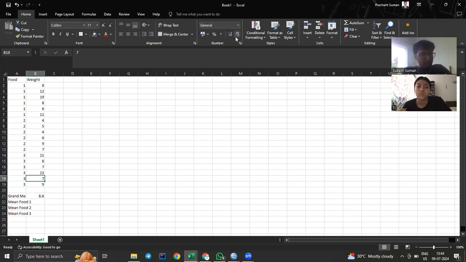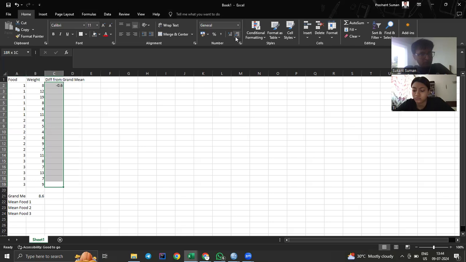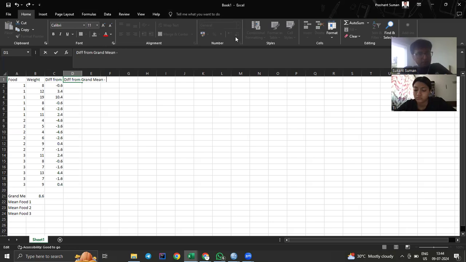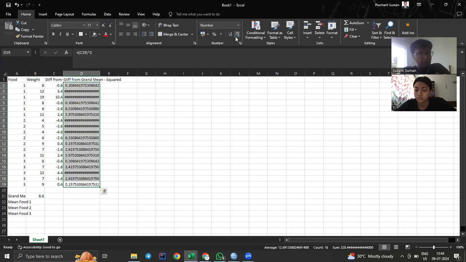Now, difference from the grand mean, I will do here. I will do this minus this across the board. Difference from grand mean squared: all I will do is raise this value to the exponent of 2.